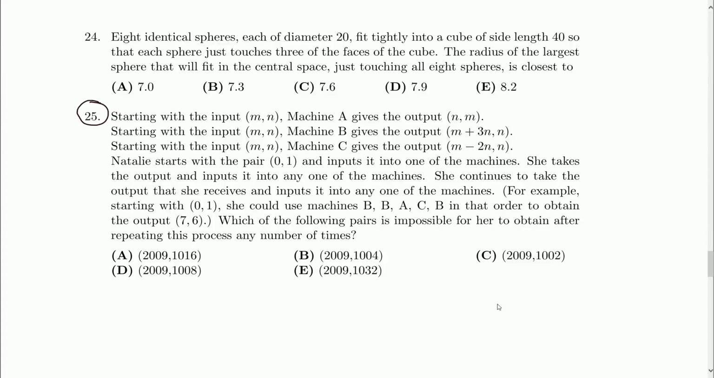Starting with the input MN, machine A swaps the two, puts out NM. Starting with input MN, machine B outputs M plus 3N and N. And if we put the same input into machine C, we get M minus 2N and then an N. Natalie starts with the pair 0, 1 and inputs it into one of the machines. She takes the output and inputs it into any one of the machines.